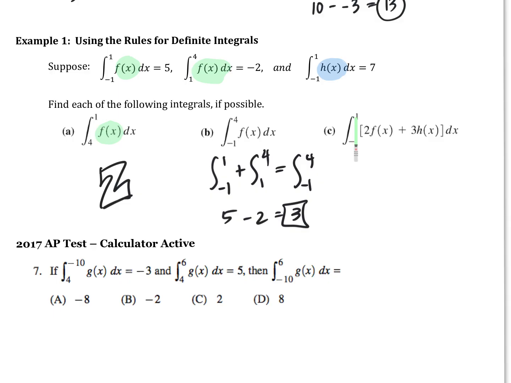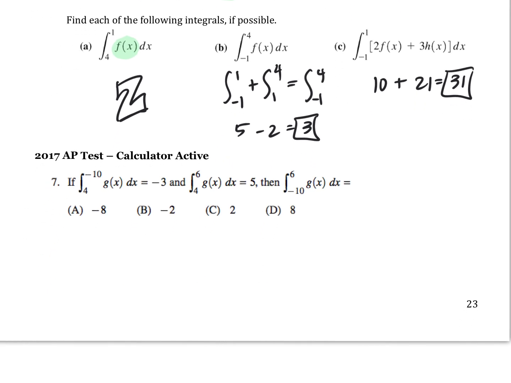Do we know what negative 1 to 1 is of F? 5. What do we need to do with that? Times 2. So are you cool with just writing 10? Yep. Do we know what negative 1 to 1 is of H? 7. Can we multiply that by 3? Final answer? You got it.